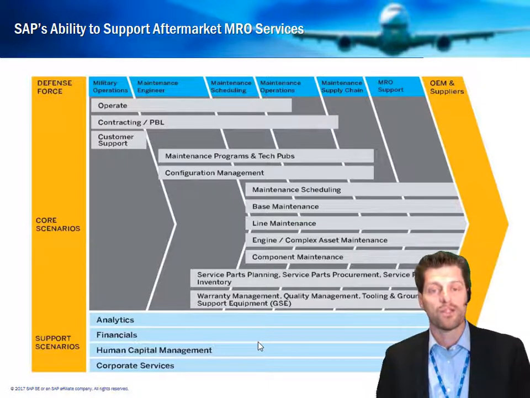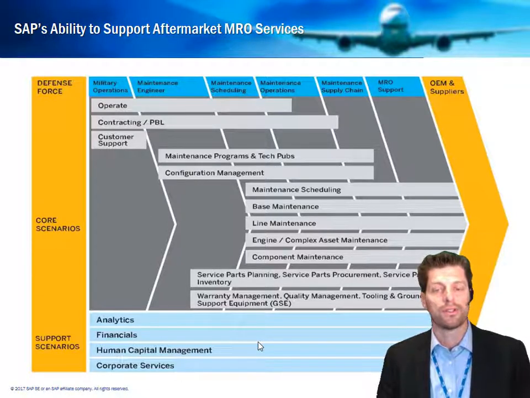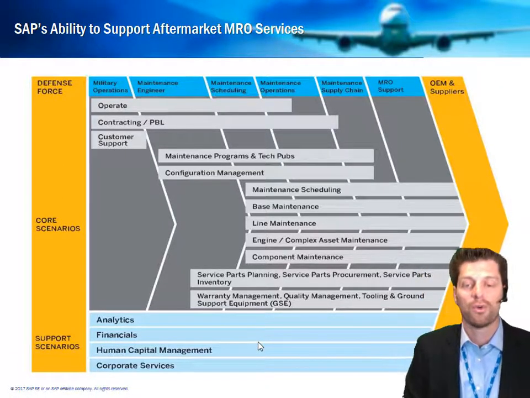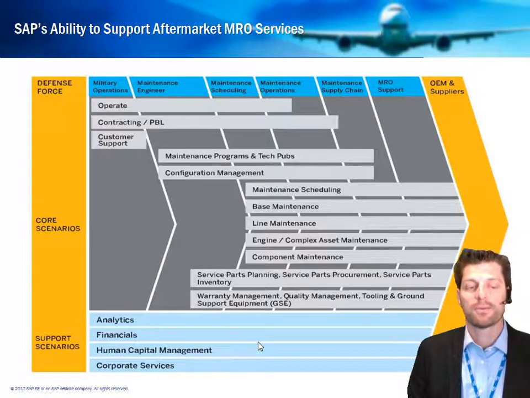The configuration management, so the aircraft's as built or as maintained structure and how those relate to one another. Scheduling the maintenance work, and this covers base maintenance, line maintenance, engine complex component as well, all the way through to your inventory. So how do you perform service parts planning, service parts management, warranty, quality management, tooling and ground support, as well as GSC. So all that's built on top of SAP's back-end core solutions around analytics, financials, HR, human capital management, and corporate services, as well as our technology platform.